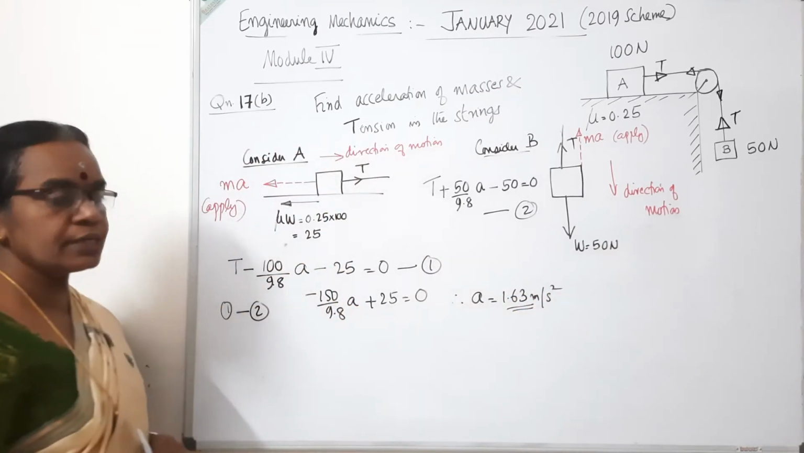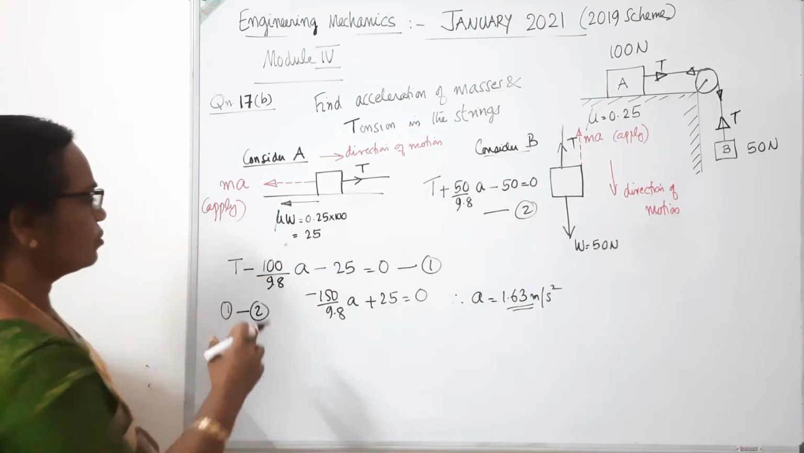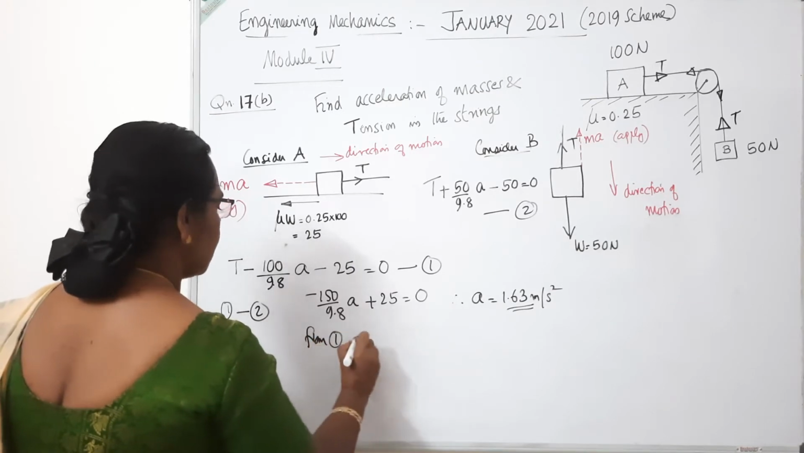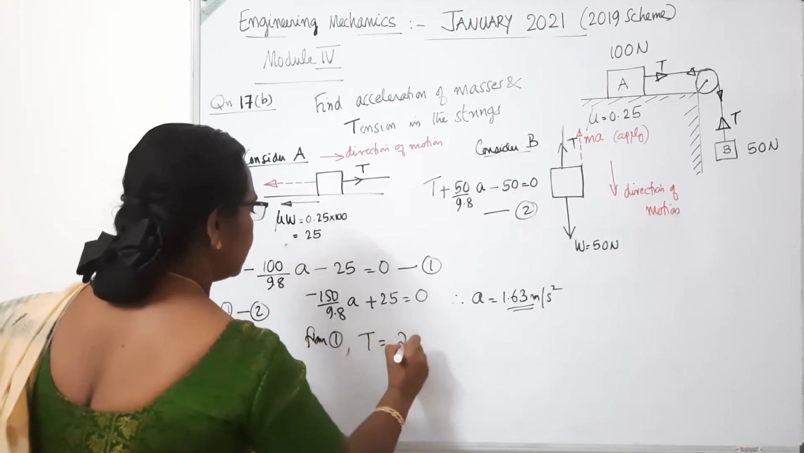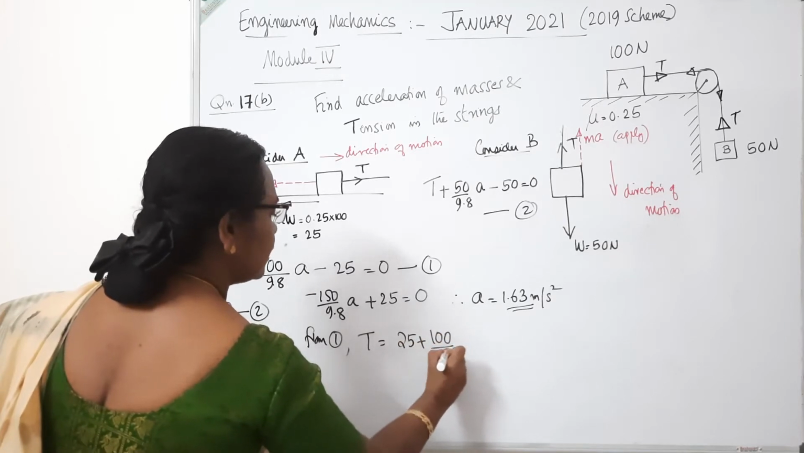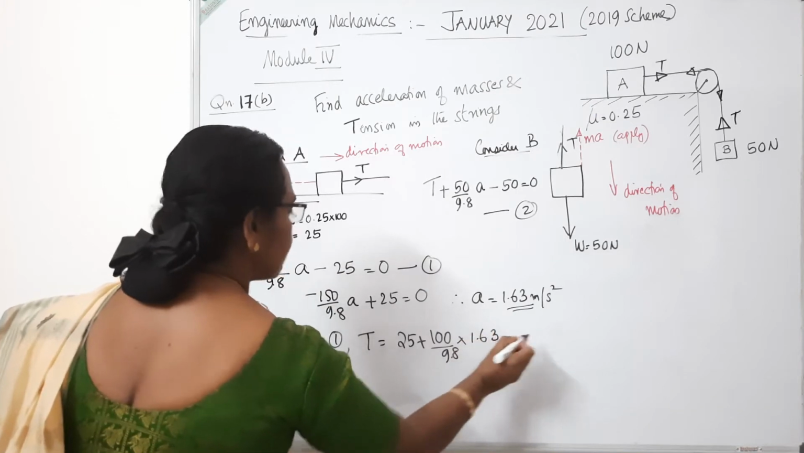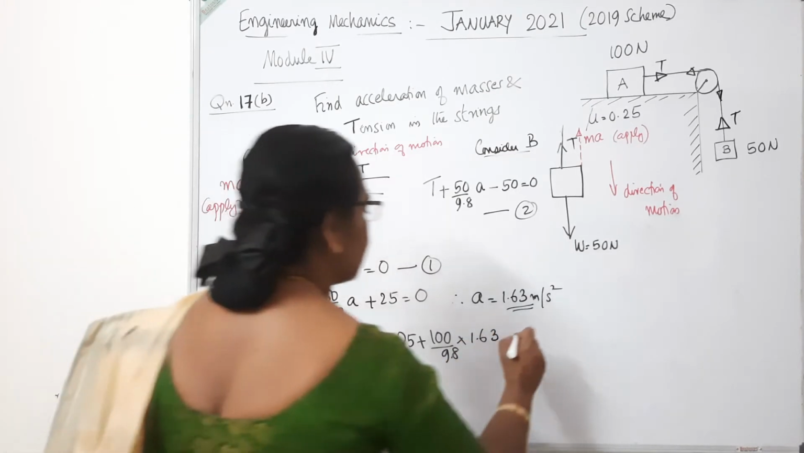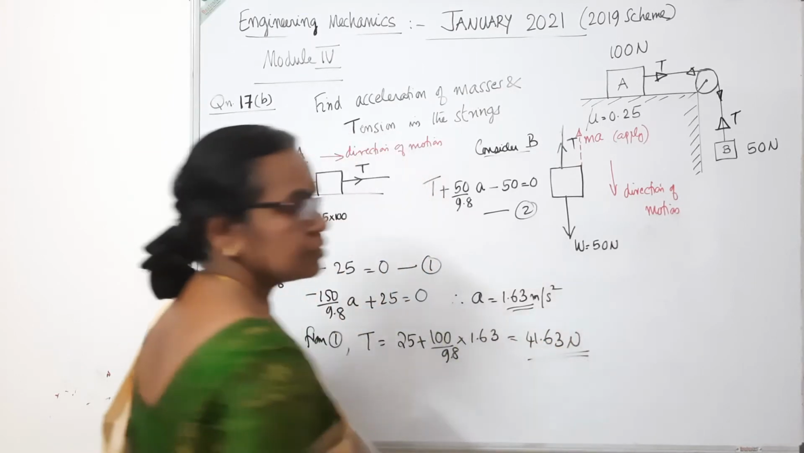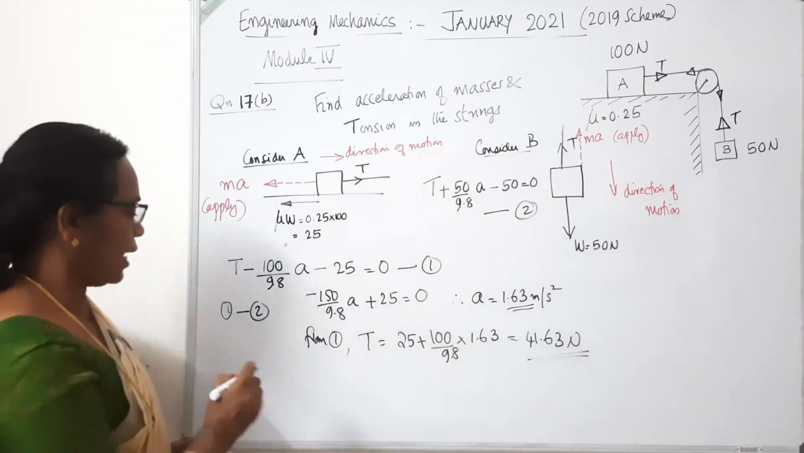Once you get the acceleration, substitute in either the first equation or the second equation, any of these equations. So from 1, T is equal to 25 plus 100 by 9.8 into A, 1.63, which will give you the value of tension, 41.63 Newton. So it is a very simple example and it got 9 marks.